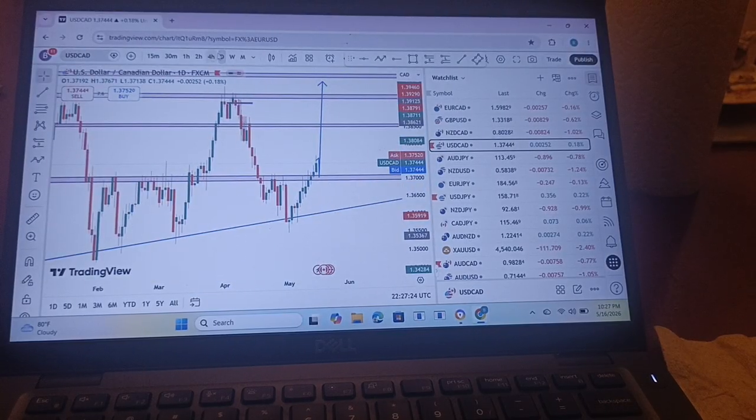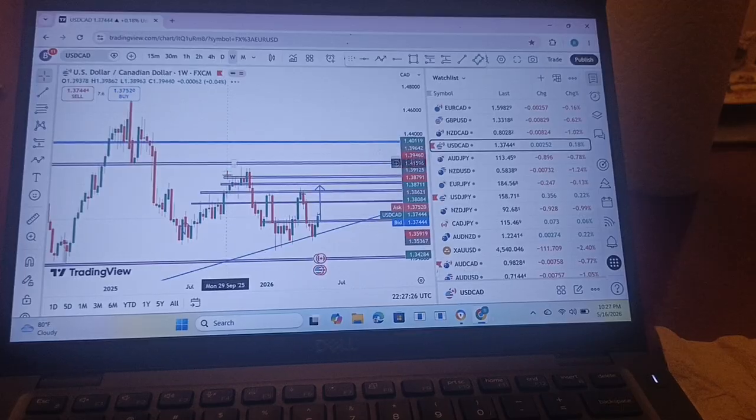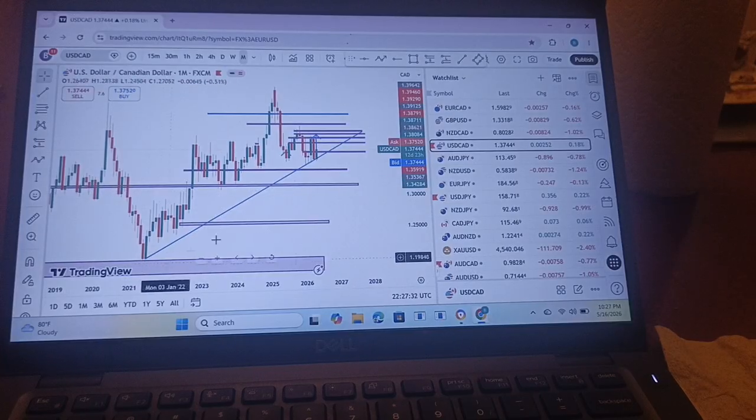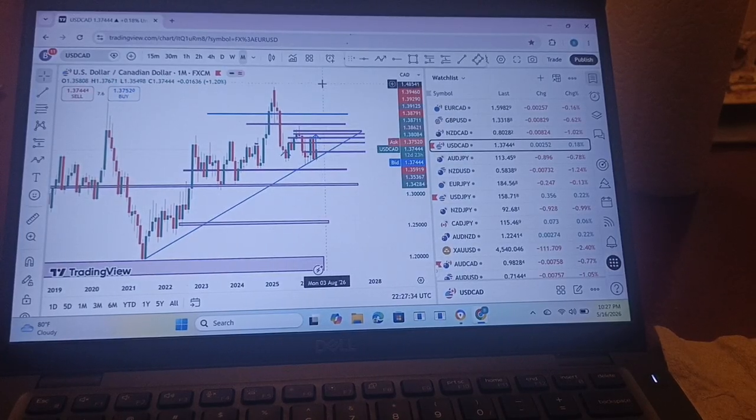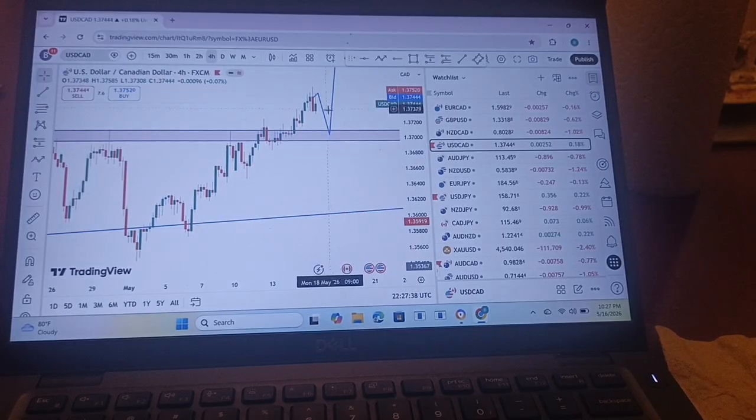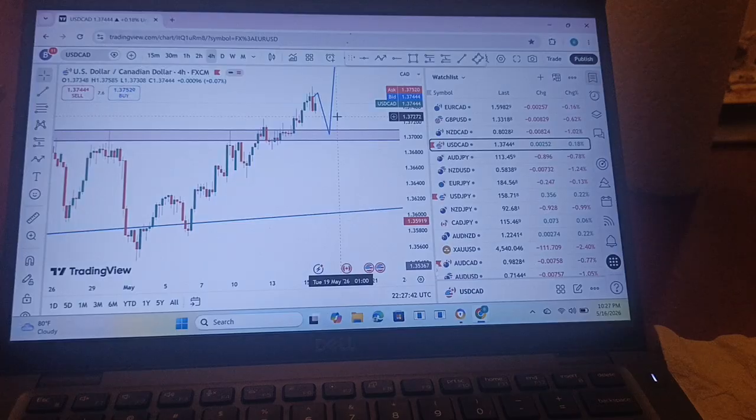When you check the weekly, you see clear structure. You see the trend line there; when we check the monthly, the trend line there, we touched it one, two, and we continued going up. So at the 4 hour, we see that we broke a resistance and we wait for the retest before we buy as well.